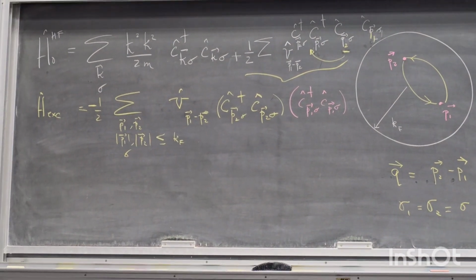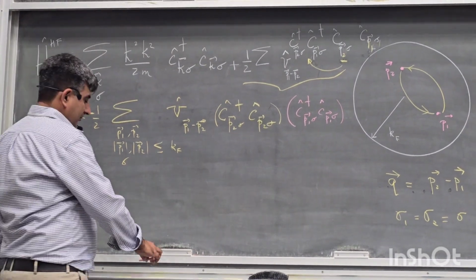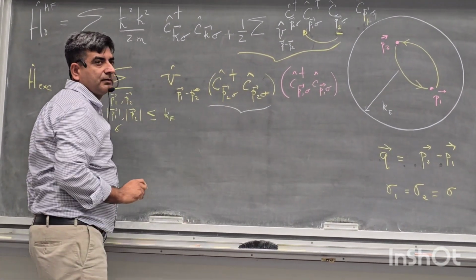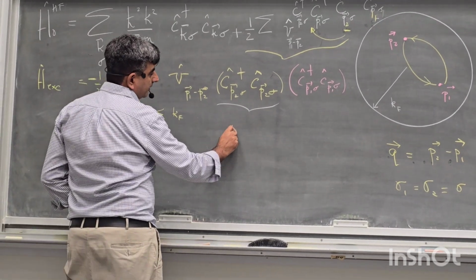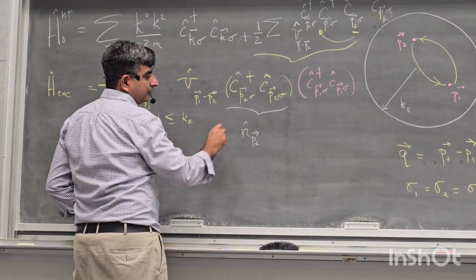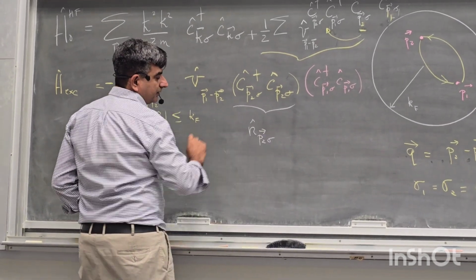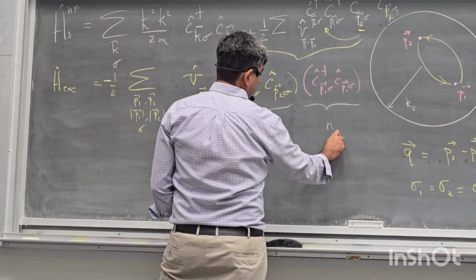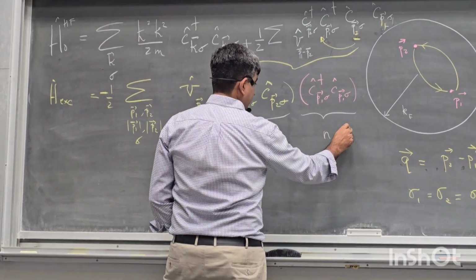So this is our exchange interaction, right? Now this, if you notice, what's this? This is the number of particles of momentum P2, so number operator sigma, spin variable, and this is n P1 sigma.